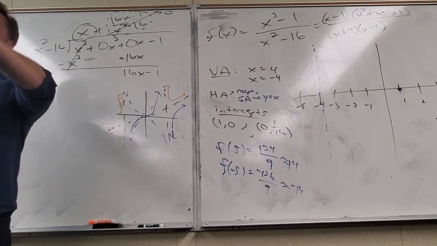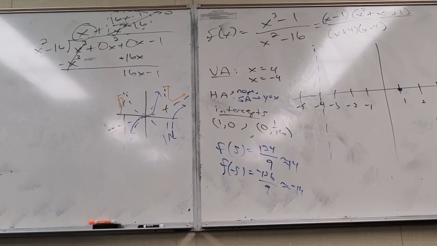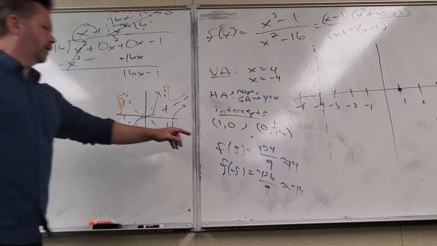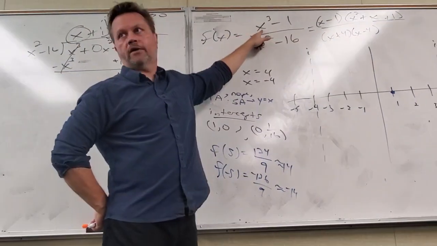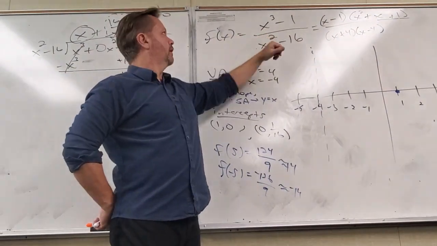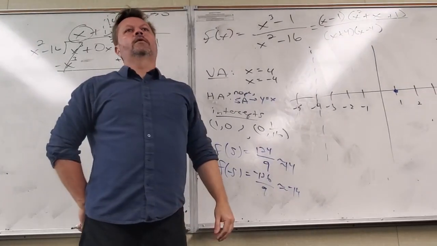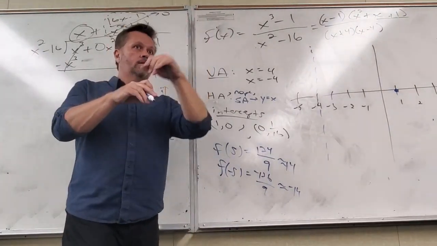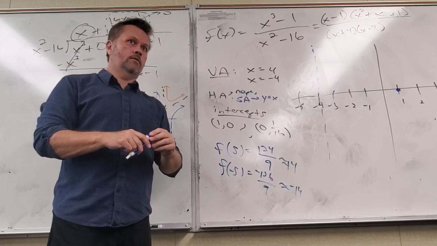Let me stop for a minute. Go ahead. Where did 124 come from? Oh, when I plug a 5 in, I get 125, right? Yeah, 5 cubed. Okay. Why did we pick 5?